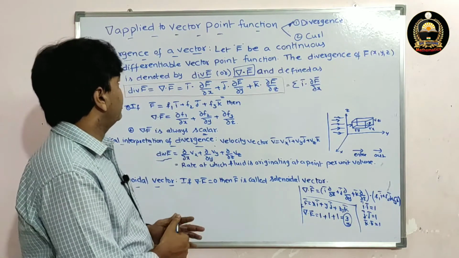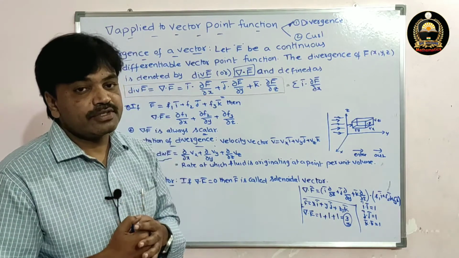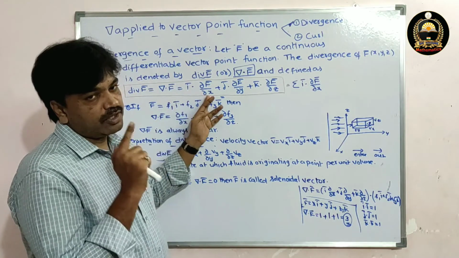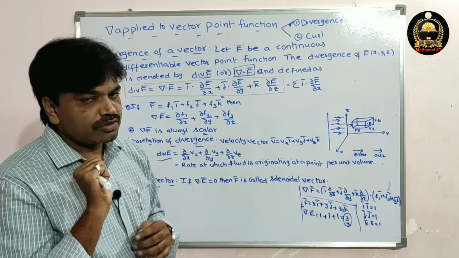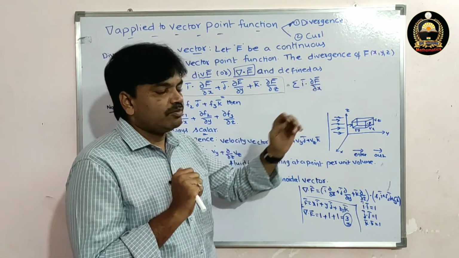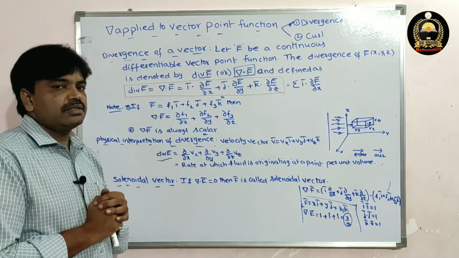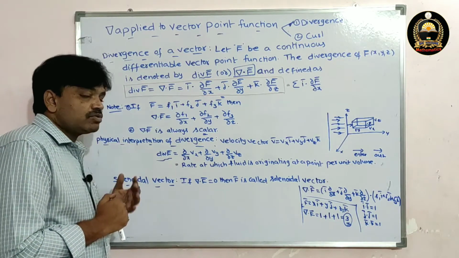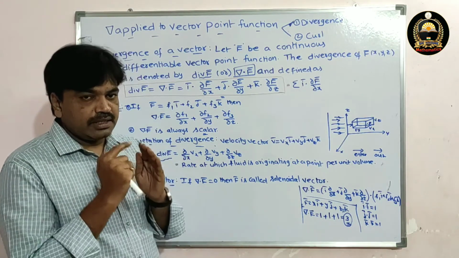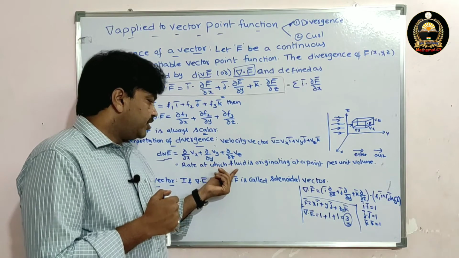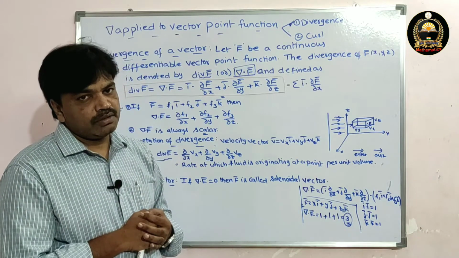Once again, what is del applied to a vector point function? Divergence and curl. What is the definition of divergence? i bar dot ∂f bar/∂x plus j bar dot ∂f bar/∂y plus k bar dot ∂f bar/∂z. Simply it is denoted by sigma i bar dot ∂f bar/∂x. Always del dot f bar is a scalar. Now what is the physical meaning of divergence? The rate of change at which fluid is originating at a point per unit volume.